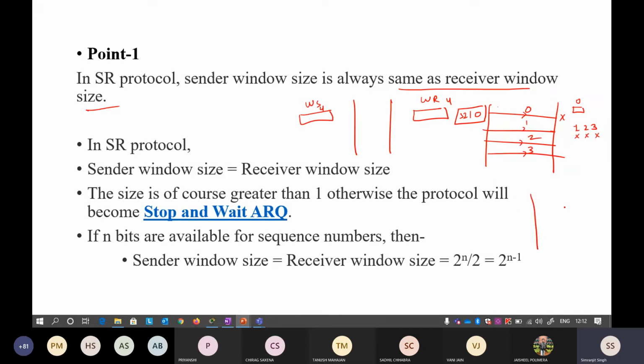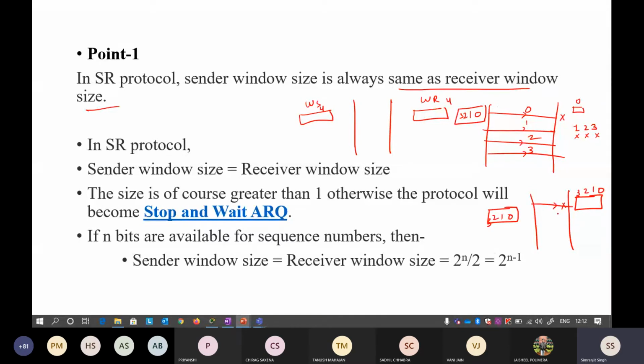But with the arrival of selective repeat, your sender window size is equal to the receiver window size now. So if the sender window is 0, 1, 2, 3, the receiver is also expecting packets 0, 1, 2, 3. Okay.